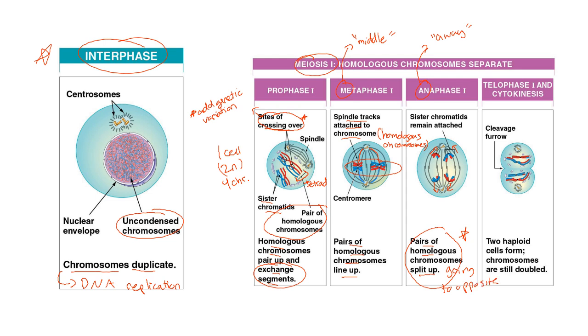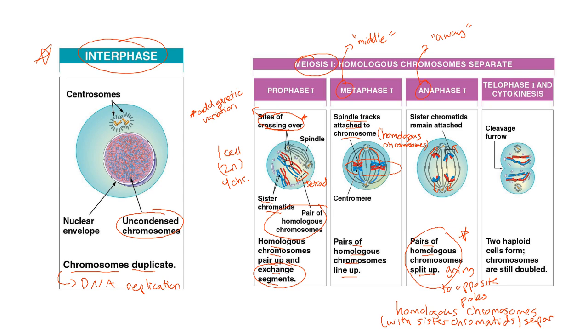The important thing about this, guys, and please keep this straight: homologous chromosomes separate. Homologous chromosomes still with sister chromatids. They're still together. The sister chromatids are together. Sister chromatids do not separate here.